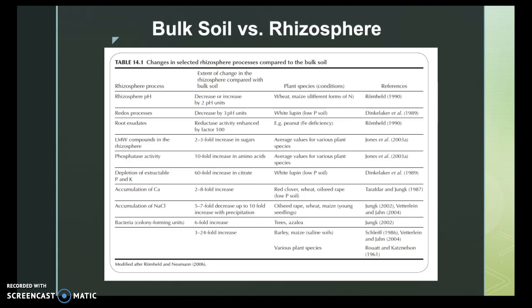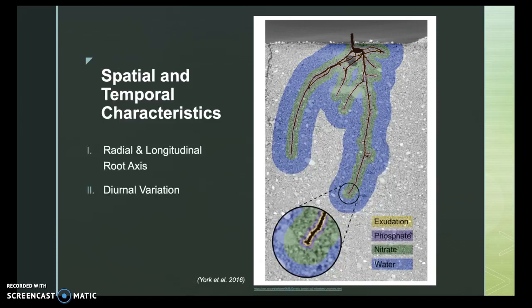Here's a quick look at the variability in soil characteristics that can exist within just a few millimeters. Plant roots have adapted to manipulate the chemical and biological attributes of their immediate soil surroundings. The characteristics of the rhizosphere can vary both spatially and temporally. This variability is determined by the radial and longitudinal root axis, as well as diurnal variations.